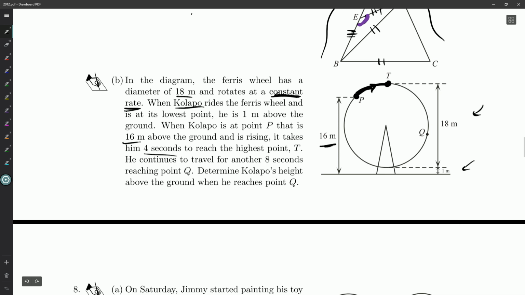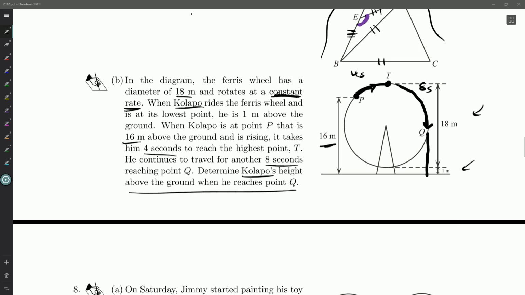He continues to travel for another 8 seconds. It looks like that makes him go down to Q here. So it took 4 seconds here, 8 seconds here. Determine Calapo's height above the ground when he reaches Q. Okay, what can we do here? Well, we know the diameter is 18, so it's not that hard to work out the radius.